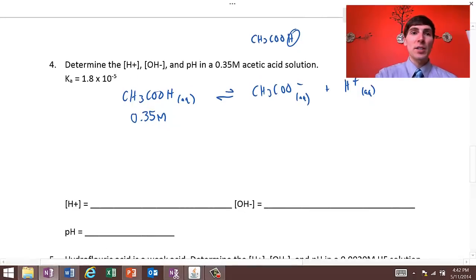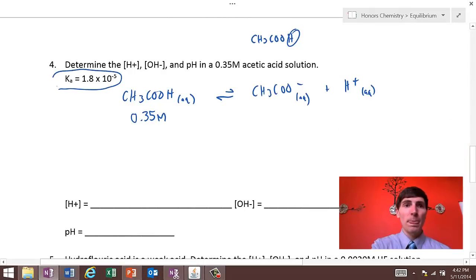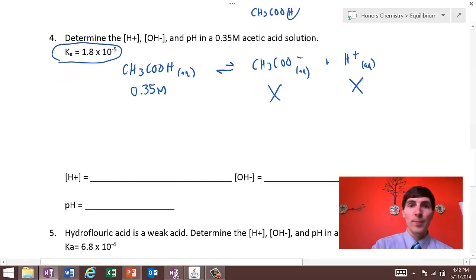Now they actually give us the Ka in the problem, so I don't have to solve for Ka. What we're trying to figure out is how much acid actually dissolved. And if this is x, this is going to be x, because this is just a 1-to-1. And so we're going to use a little algebra now.